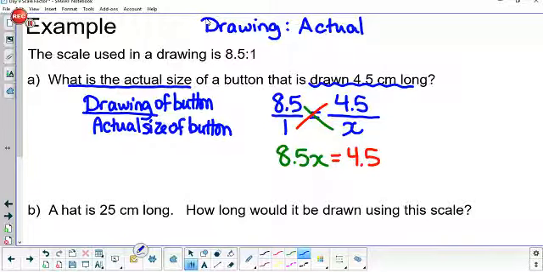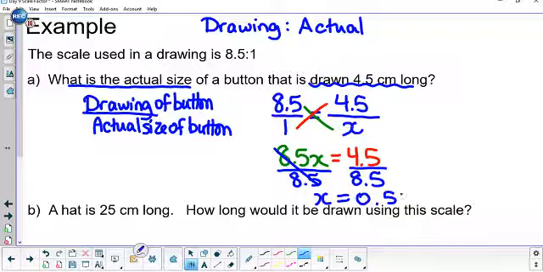We want to isolate x, so we need to use inverse operations. We divide by 8.5. 8.5 divided by 8.5 is 1. 1x is just x. 4.5 divided by 8.5 is 0.529. And because the scale did not have a difference in units, since the drawing was in centimeters, we can assume that the actual measurement will also be in centimeters.